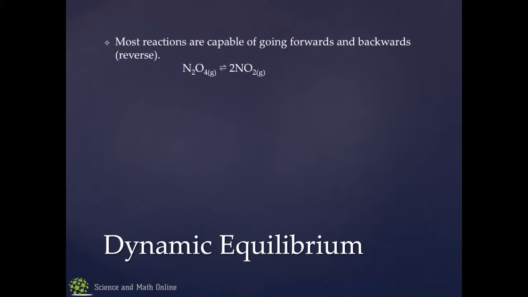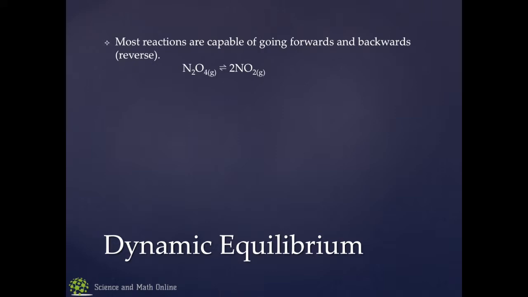When we talked about reactions early on, we would always draw them with a single arrow going this way. When we draw them that way, we're implying that the reaction only goes this way and that it goes completely this way. Well, the reality is it's not that simple. Most reactions are reversible, meaning they can go forward and they can go backwards, and they tend to do it at the same time.